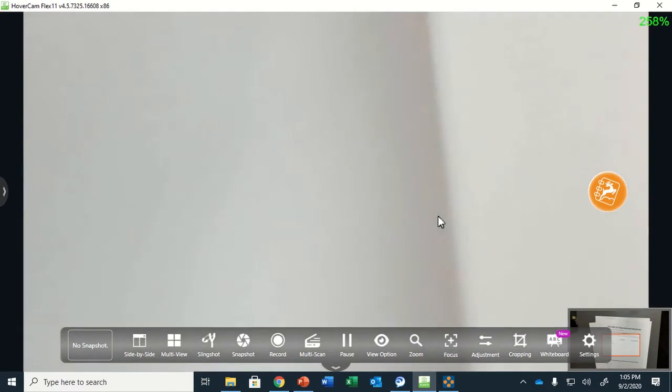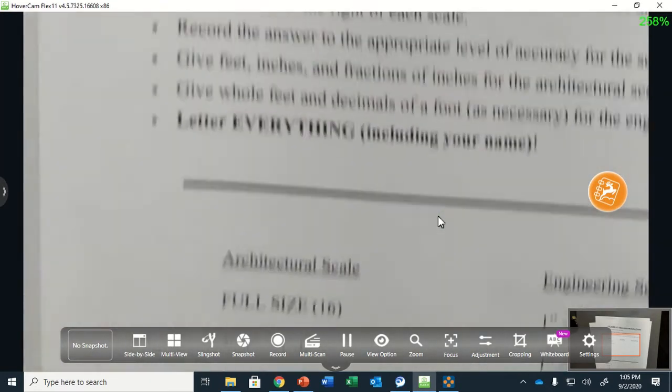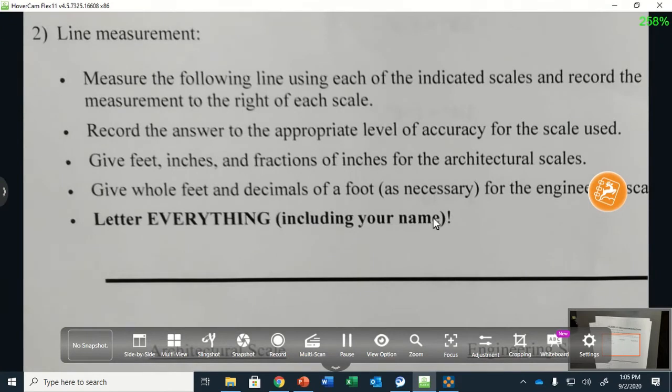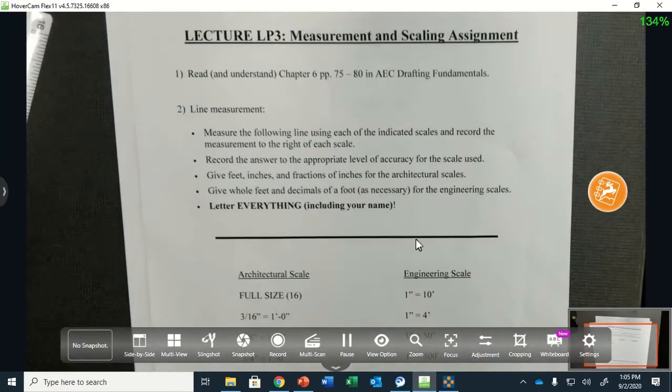I know this is going to be tough, so that's why I want you to come see me if you're struggling. So that's the practice. I'm going to cover architect and then I'll cover engineering. So, here's my assignment.